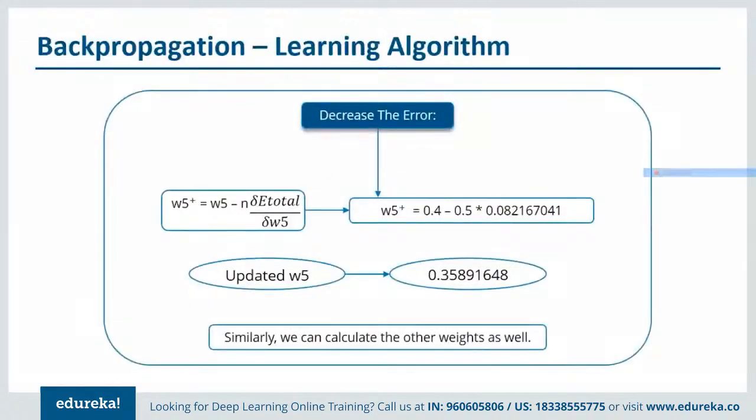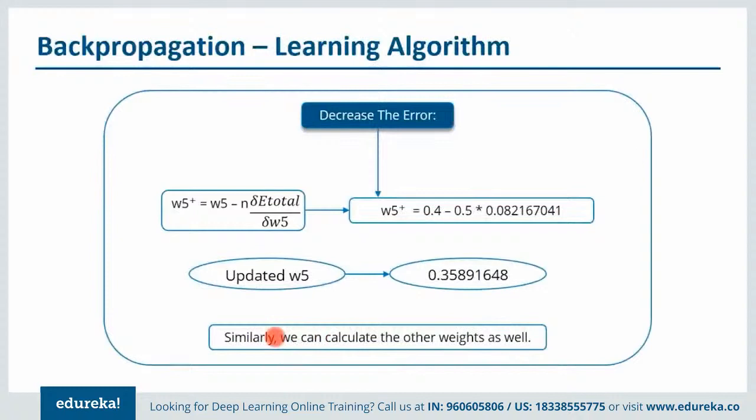First thing we need to do is follow this formula. W5 plus is nothing but the updated weight, which is equal to W5 minus the learning rate into delta of E total by delta of W5. Which came to around 0.35891648. Similarly, we can calculate the other weights as well. So we're going to repeat the same process and calculate the other weights as well.